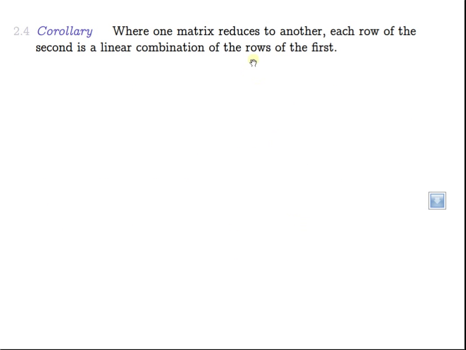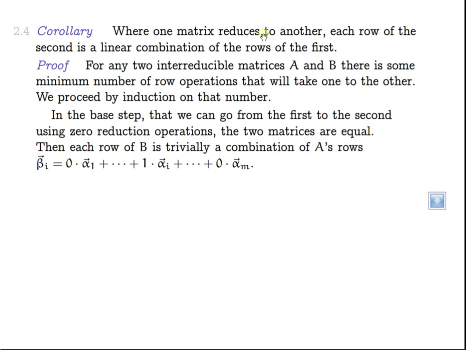All right, a corollary. A corollary is an immediate result of the previous result. So the corollary: when one matrix reduces to another, each row of the second is a linear combination of the rows of the first. And the proof of this: for any two interreducible matrices A and B, there's some minimum number of row operations that will take one to the other. So we proceed by induction on that number.